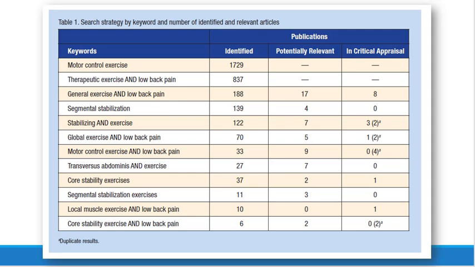Also, I'm highlighting duplicate results found. Again, it's just another way of quantifying the search process. But again, when you turn in the paper, you won't be listing an in critical appraisal, because we're not doing that, not at this point in time.